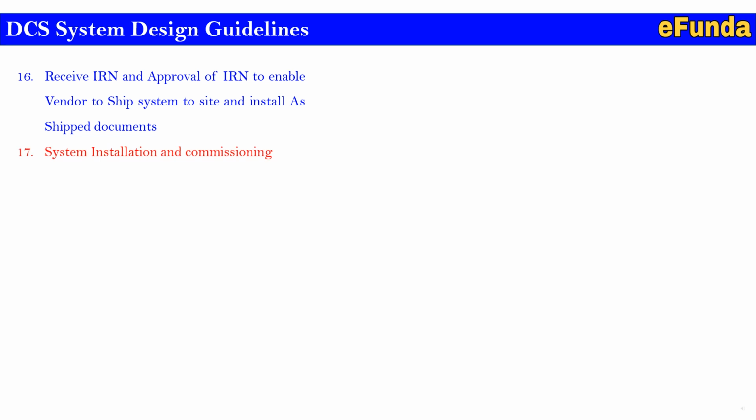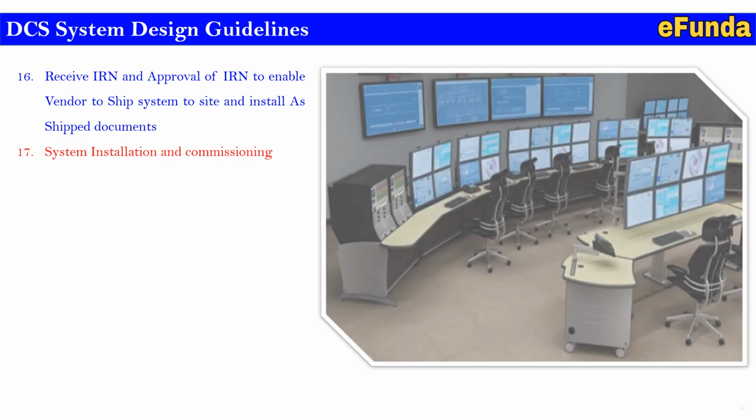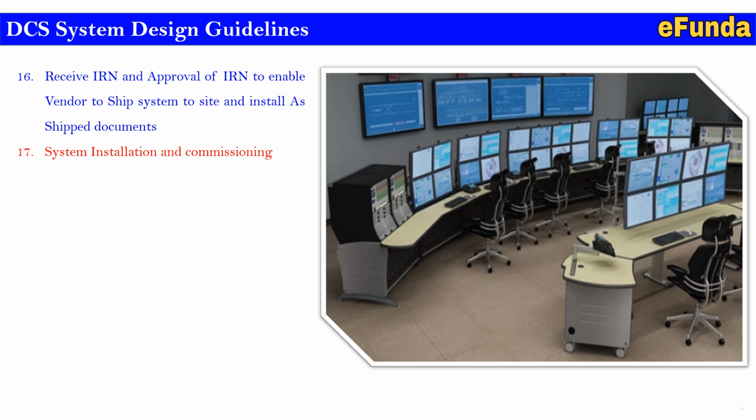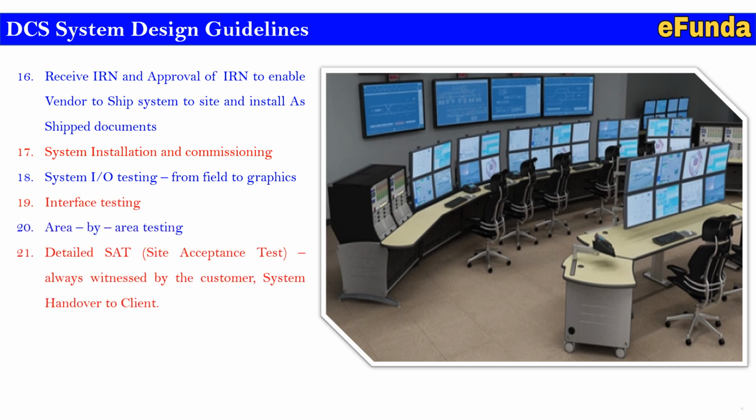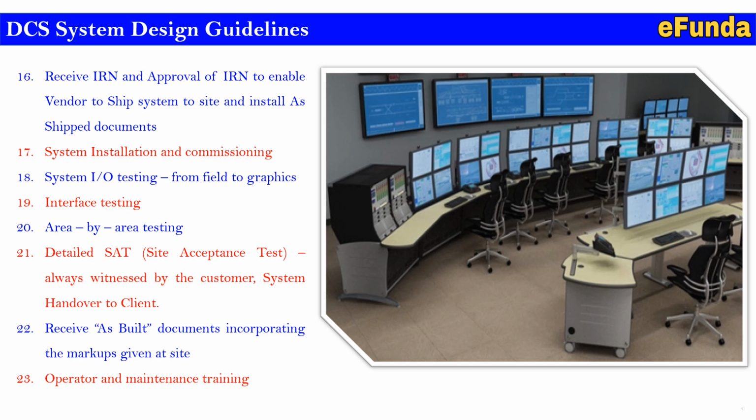17, system installation and commissioning. One can refer to the picture of how the DCS system is being installed. 18, system IO testing from field to graphic. 19, interface testing. 20, area by area testing. 21, detailed SAT, that is site acceptance test, always witnessed by the customer, system handover to the client. 22, receive as-built document incorporating the markups given at site. 23, operator and maintenance training is required for the operator who is going to handle the DCS system.